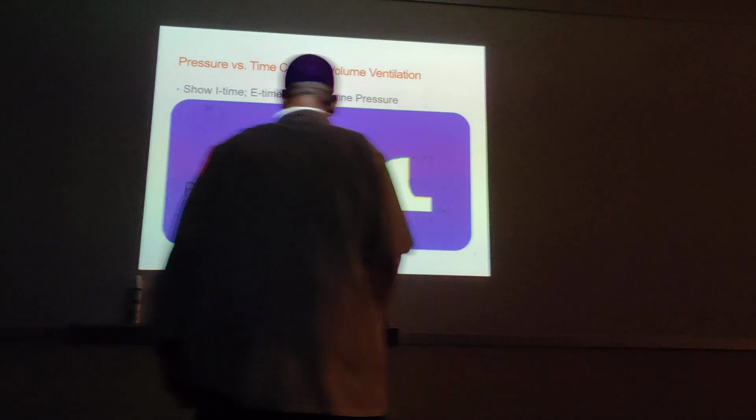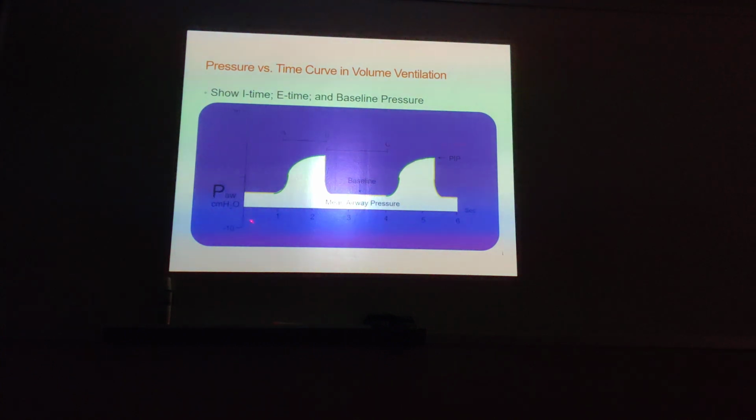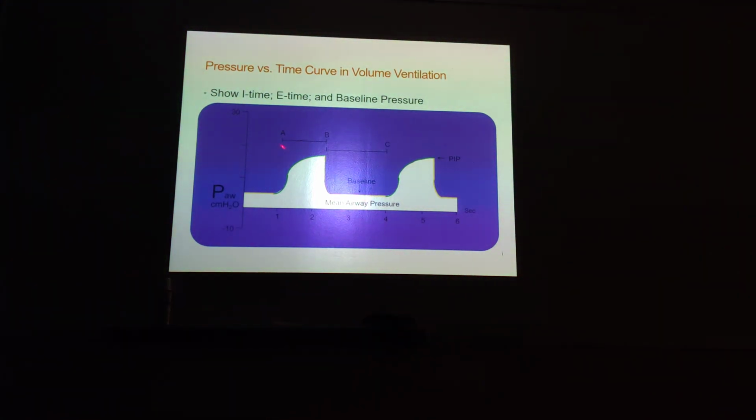That's better. So this is my I time from A to B. Right here, I'll draw a line here. This is my expiratory time. From here, this is where the patient started to exhale out, and then up to here. So from here to here will be my expiratory time. The highest point here is my PIP. And again, this is my baseline pressure of 5.